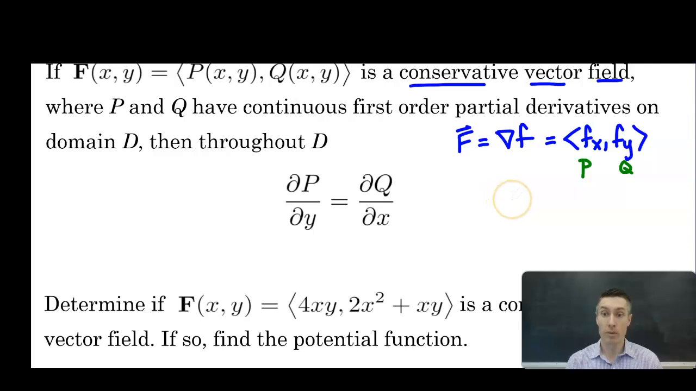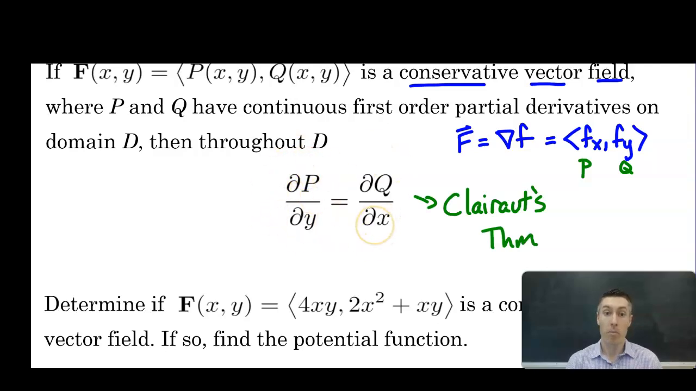Now, Clairaut's theorem says if we take the partial with respect to x, then with respect to y, that creates a mixed partial that should be equal to the mixed partial in the other order, which is the partial with respect to y, then differentiating with respect to x. And that's exactly what this statement is saying. So this is nothing more than a restatement in a different way of Clairaut's theorem.